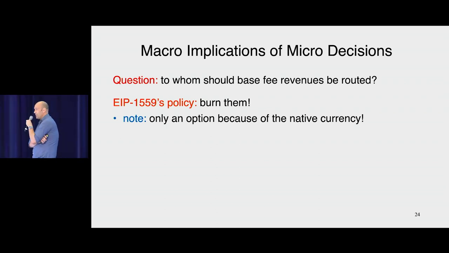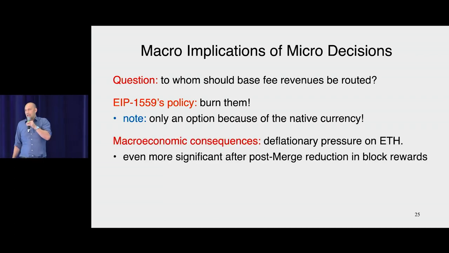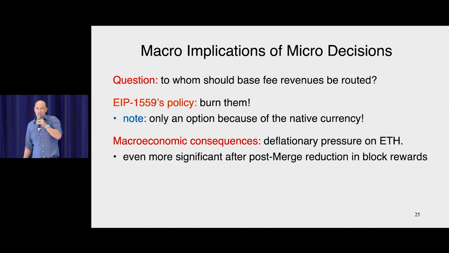Like if fees were in USDC, you could burn a USDC on Ethereum, but that's not really burning the US dollar. That's burning a representation of a US dollar in a vault, the representation on the Ethereum blockchain. It's very different to literally delete the currency which is tracked by that blockchain itself. Okay, so this is where we see the power in this particular mechanism. And again, with that power comes responsibilities, comes macroeconomic consequences.